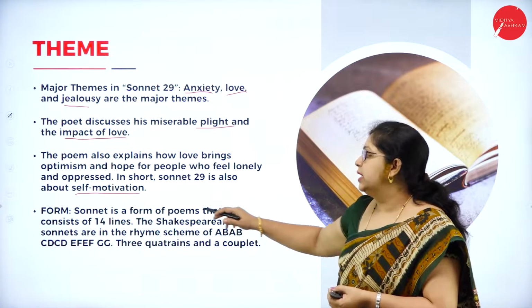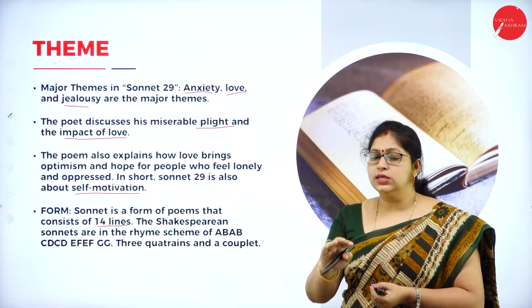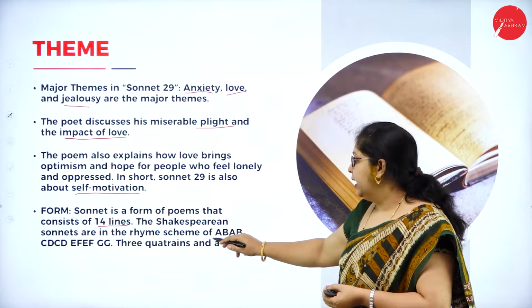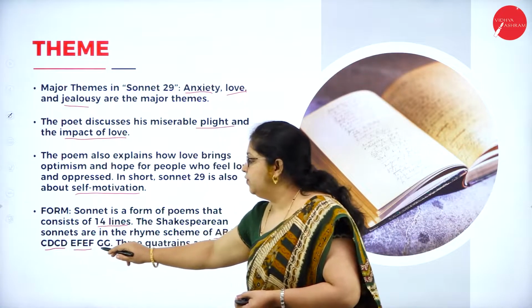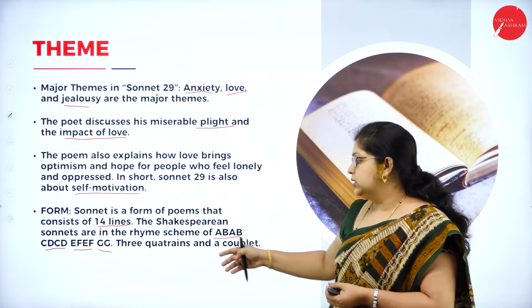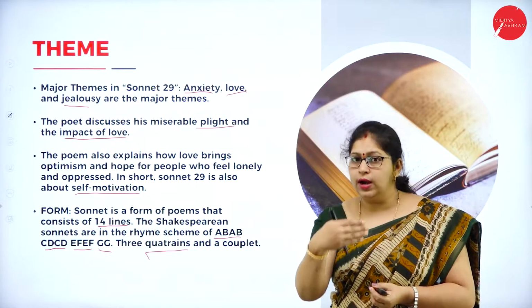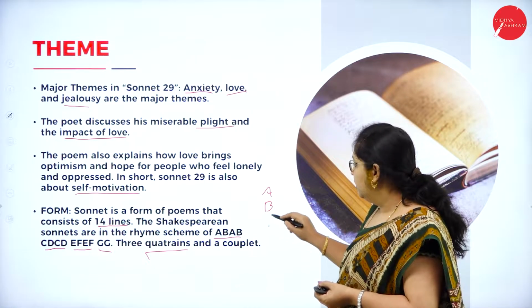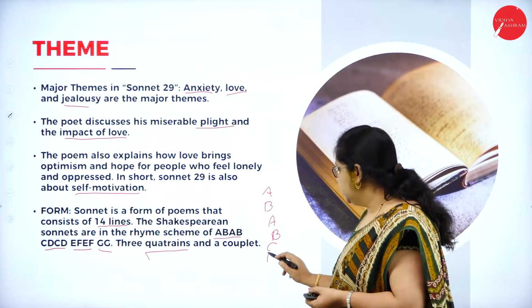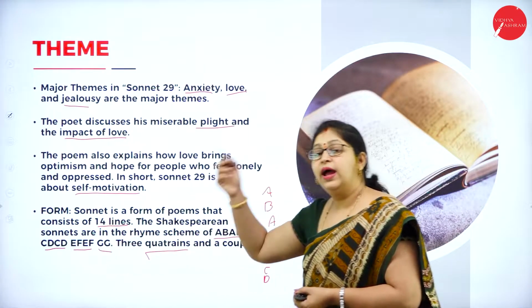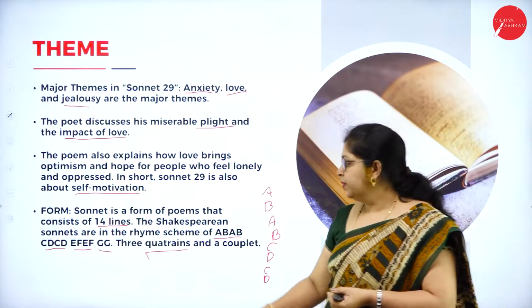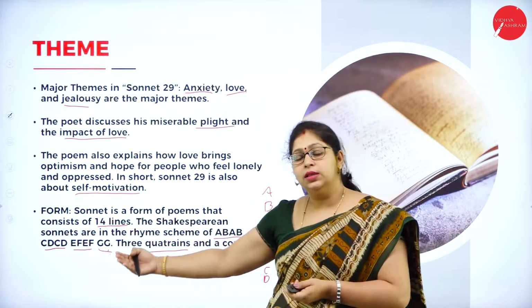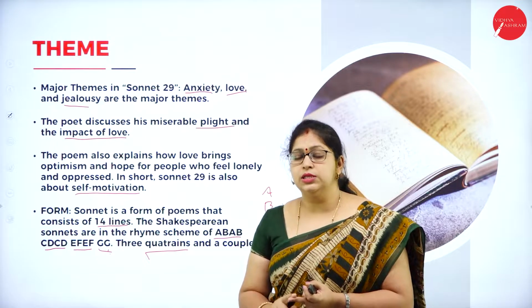I told you the form of the sonnet. A sonnet is a form of poem that consists of 14 lines. So all sonnets will be only of 14 lines. The Shakespearean sonnets have the rhyme scheme A, B, A, B, C, D, C, D, E, F, E, F and G, G. Four lines are called a quatrain. Quatrain means four lines in the poem. So in these four-line groups, the rhyme scheme is A, B, A, B, then C, D, C, D, then E, F, E, F, and then the couplet. The last two lines are called the couplet. They have a different rhyme scheme. So this is the rhyme scheme of the Shakespearean sonnet. I told you the difference between the Shakespearean sonnet and the other sonnets.